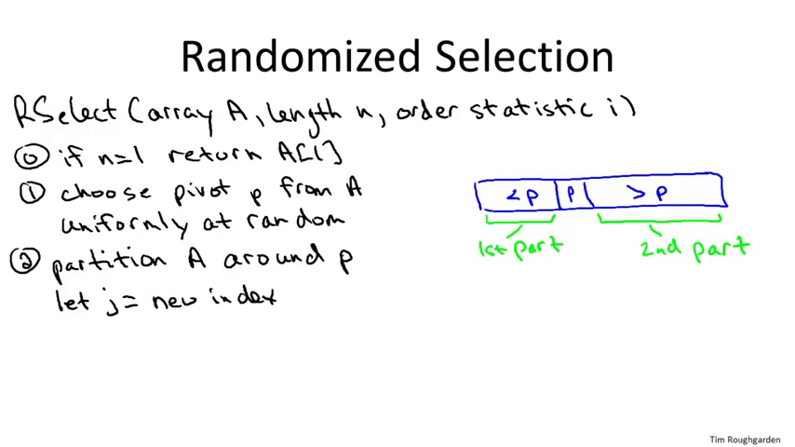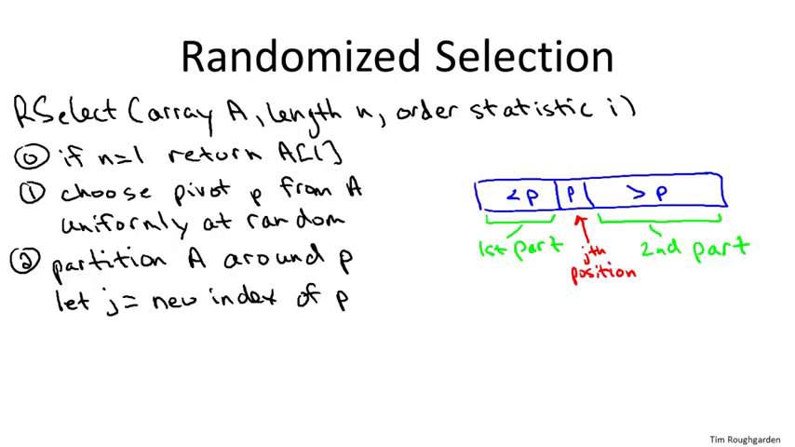Now there's one case which is very unlikely to occur, but we should include it just for completeness. If we're really lucky, then in fact our random pivot just happens to be the order statistic we were looking for. That's when i equals j. We're looking for the ith smallest element. If by dumb luck the pivot winds up being the ith smallest element, we're done. We can just return it. We don't have to recurse.